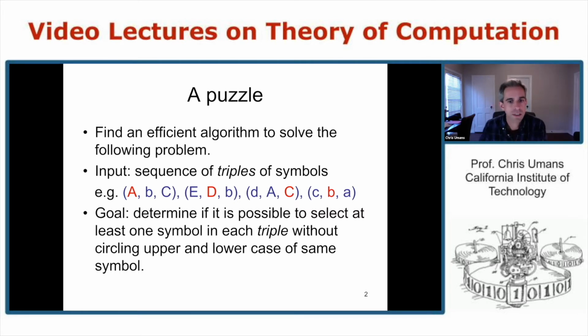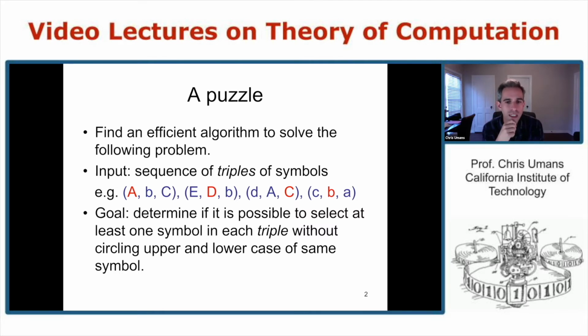So the red characters on the slide are an example of a way that this sequence of triples is, we would say, a positive instance. There is a way to select one character from each triple, which is indicated in red here. But there could also be sequences of triples where it's not possible. For example, the pair of triples where the first one is three capital A's, the second one is three lowercase a's. There's no way to do this, right? Because you're forced to choose both an uppercase and a lowercase a.